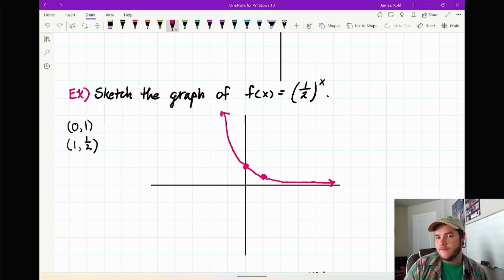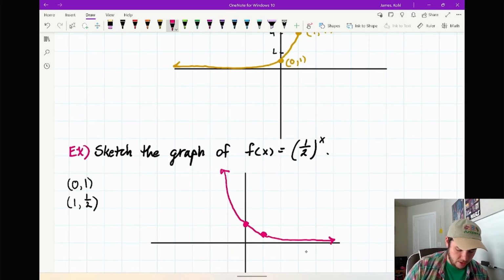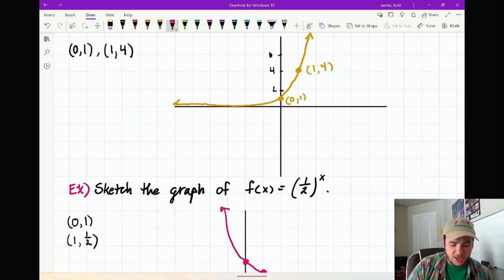Sort of a fun thing to think about here, and I would challenge you to try and work this out on your own. Why is it that the decay models almost look like a reflection of the growth models across the y-axis? That's sort of a challenging problem, and I'd encourage you to think about it and reach out to me if you think you have an answer.